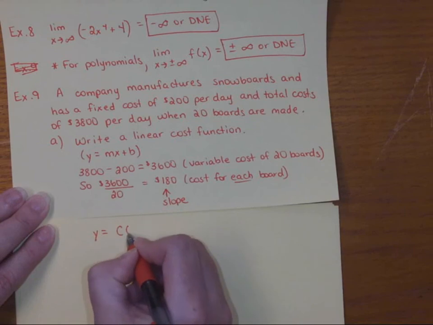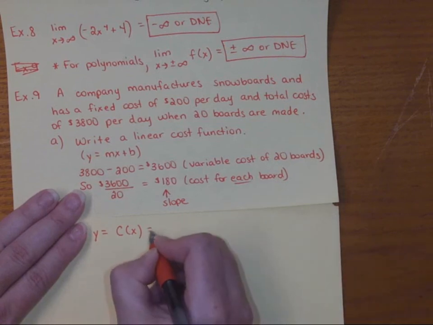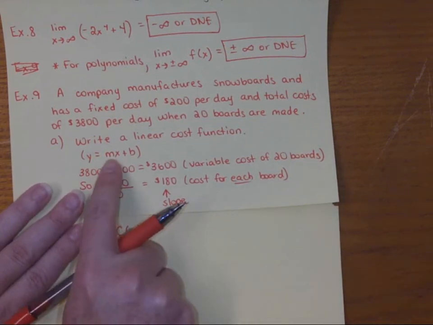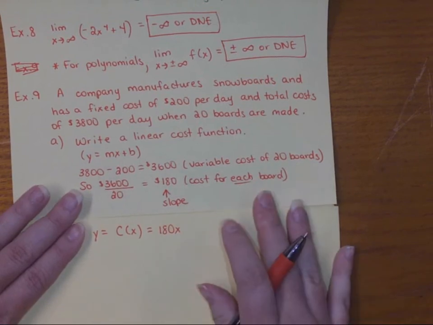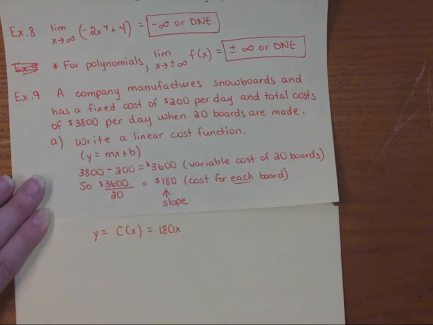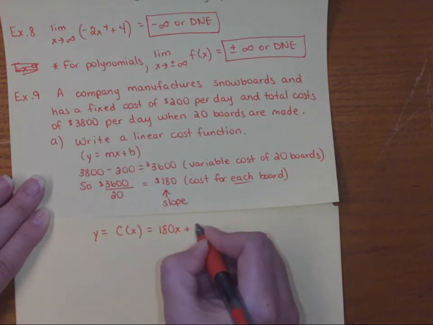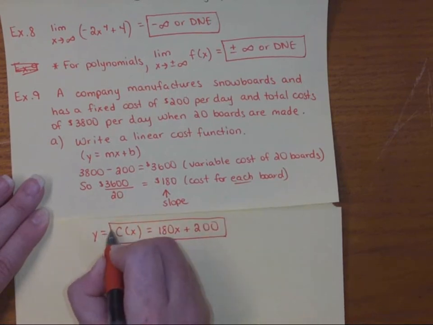So usually we use capital C of x to talk about cost. Okay, I'm going to say y equals there, but it's going to be C of x equals mx plus b. m is the slope, right? So we just determined the slope was 180. And then b is the y-intercept. So think about what would the cost be if we made no boards at all. We would still incur a cost of $200 since that's my fixed cost.